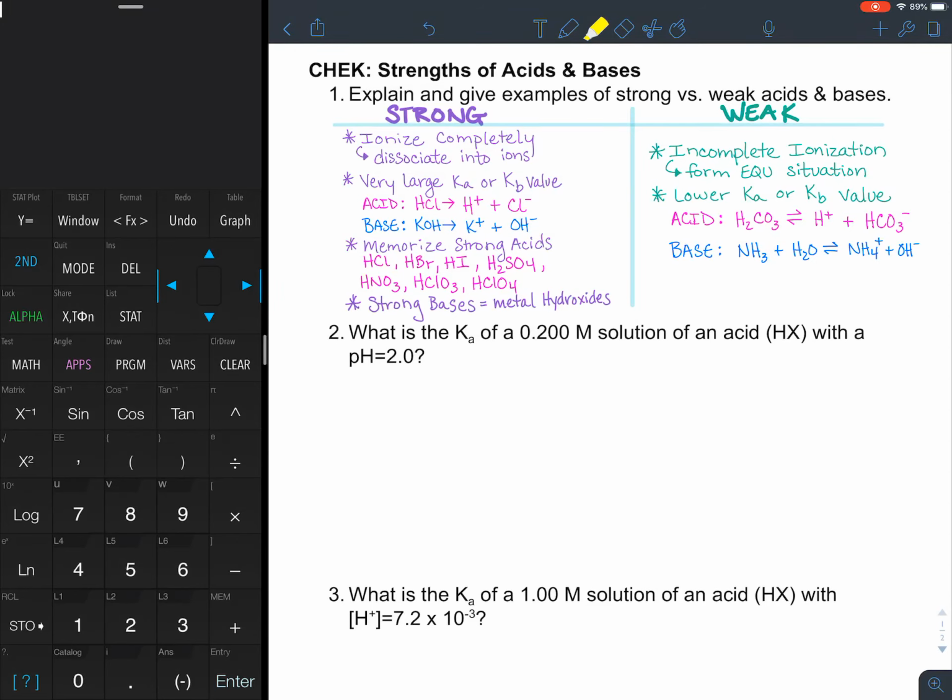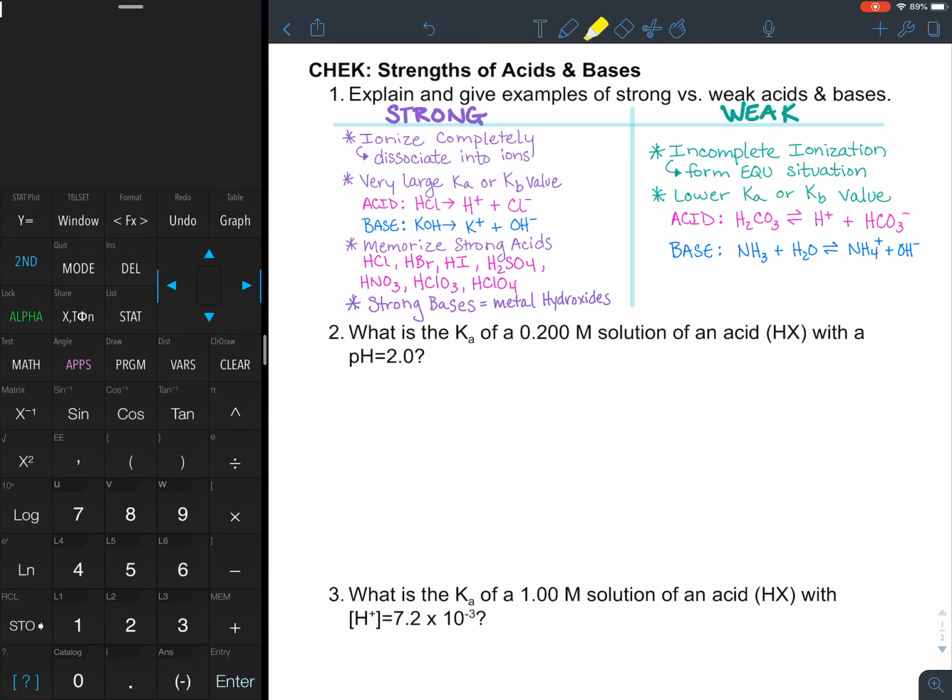Okay, so let's take a look at this check on strengths of acids and bases. I've already gone ahead and answered number one, just in a T-chart. Strong versus weak, really the difference is in how they ionize. Strong acids and bases both ionize completely, or they dissociate into their individual ions.